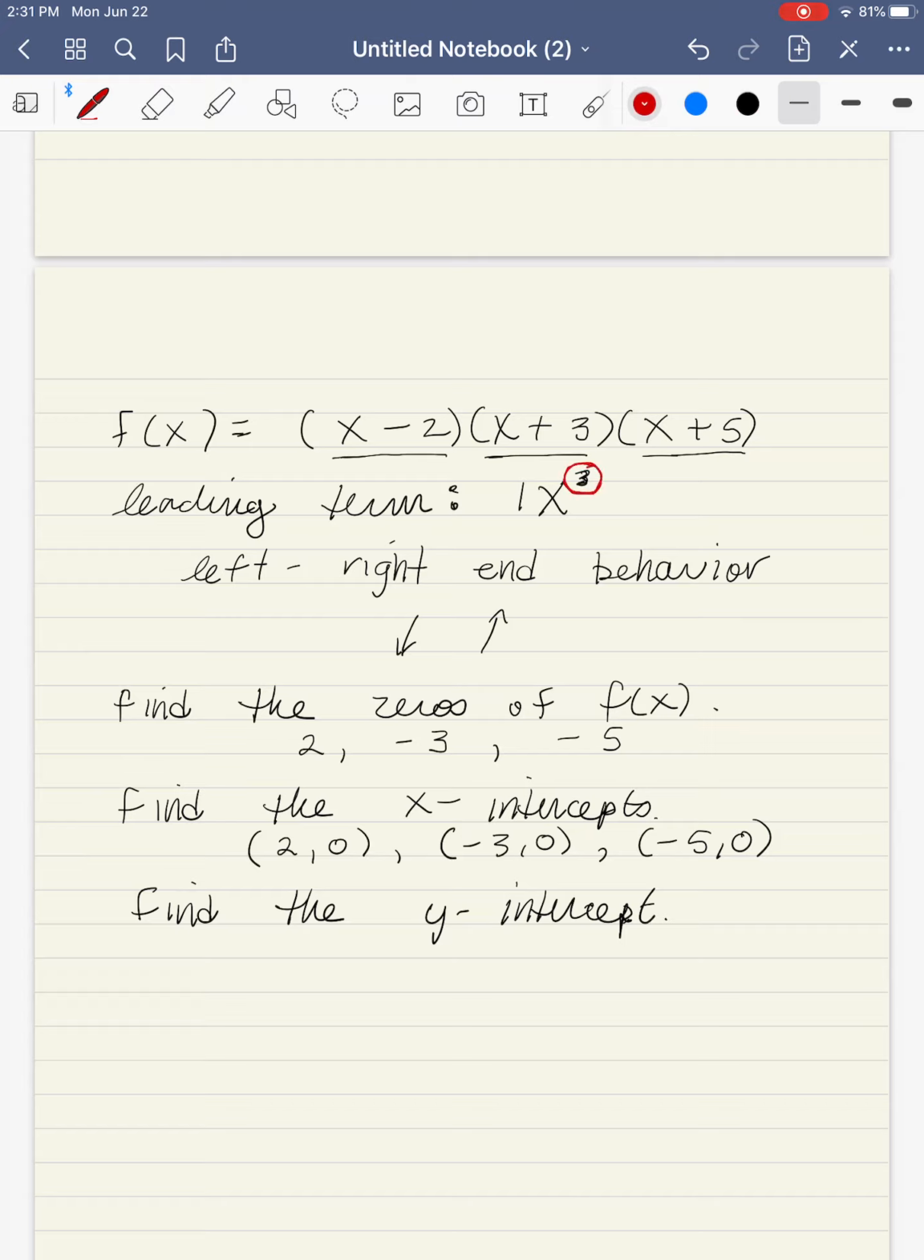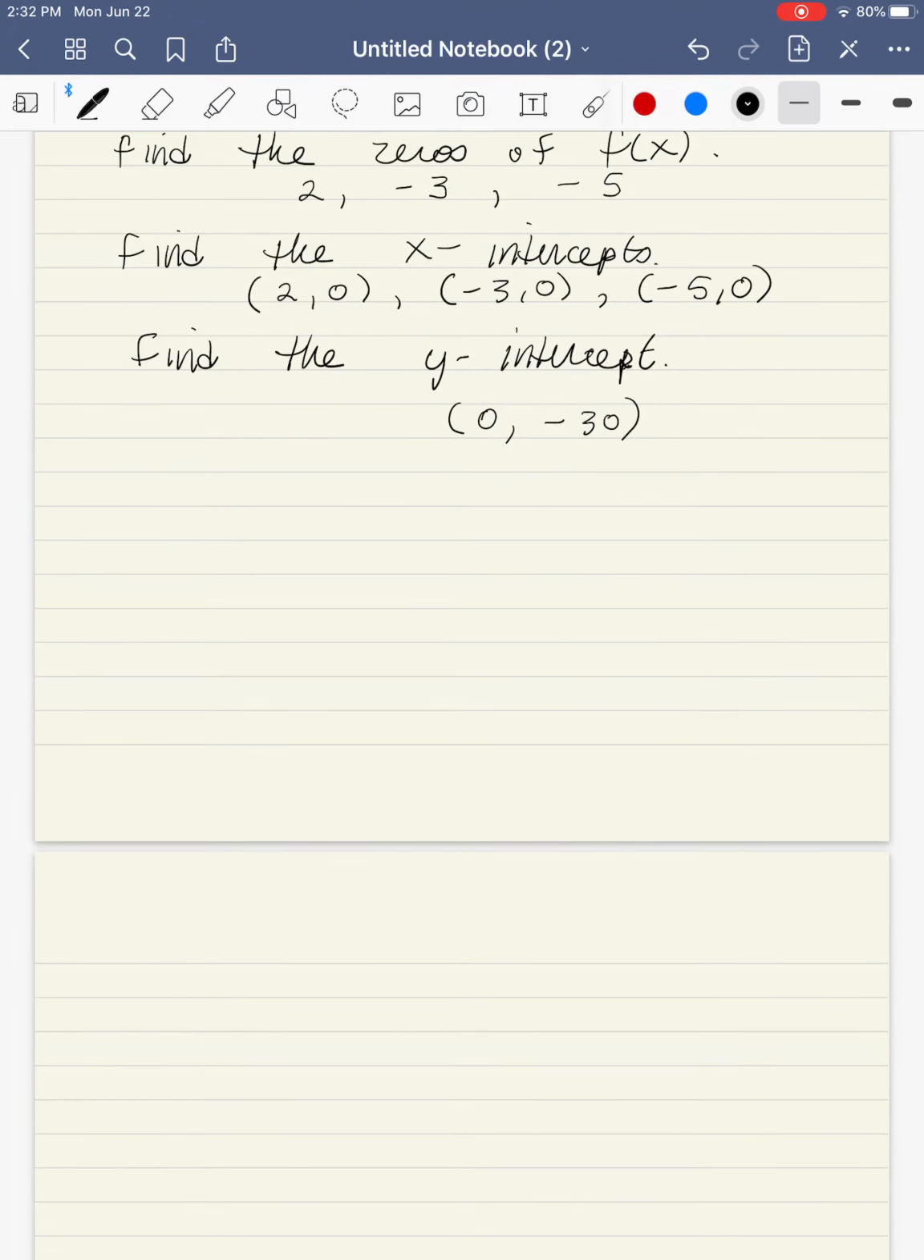And notice I have 3 zeros and 3 x-intercepts, which I was thinking I might have at least that many, or no more than that, because of the cube. Now the y-intercept I'm going to get by multiplying all of the constants. I do not have to FOIL this all the way out and find the entire polynomial to find the y-intercept. So I multiply negative 2 times 3 times 5, which is negative 6 times 5, which is negative 30. So that tells me that my y-intercept is (0, -30).